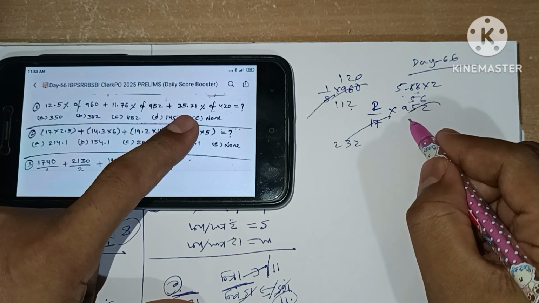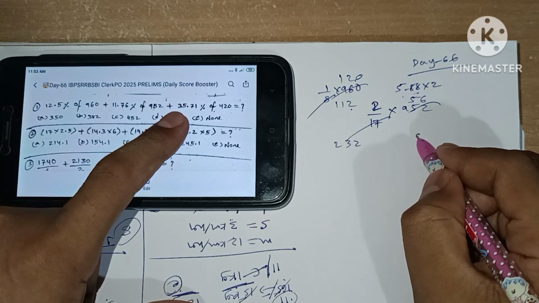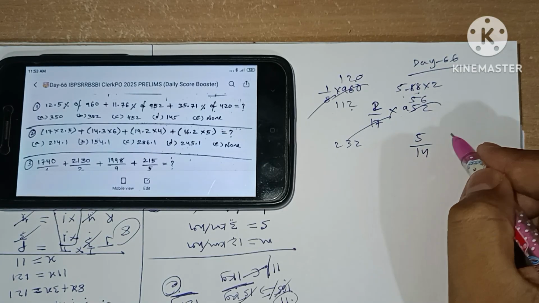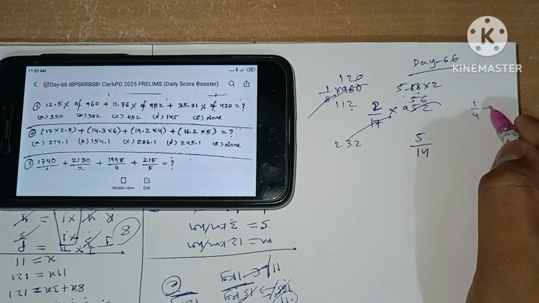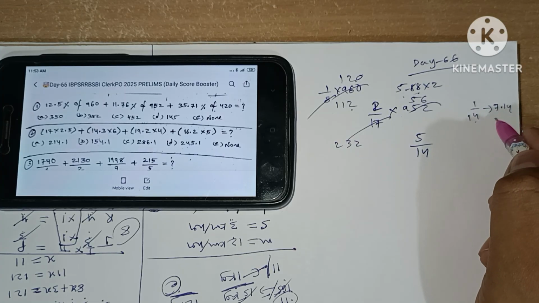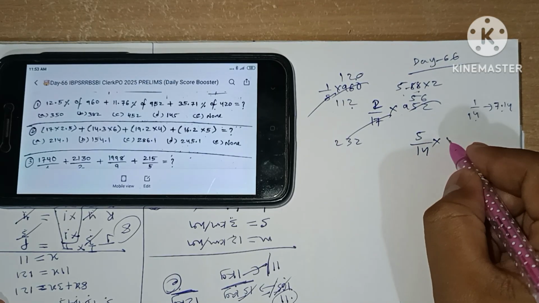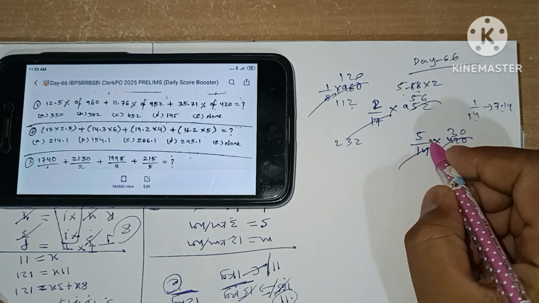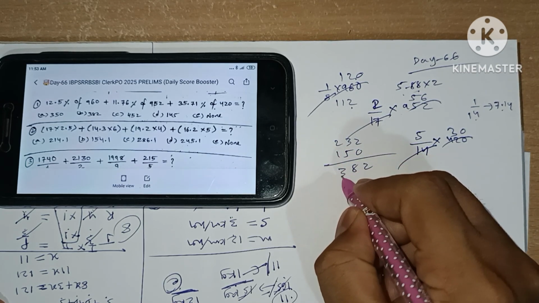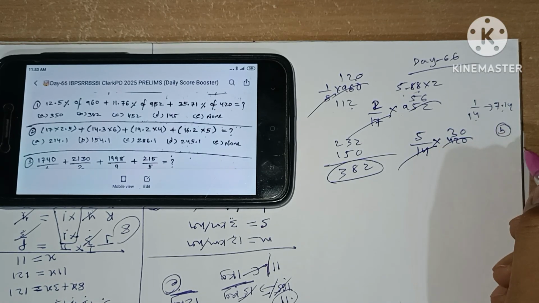Next, 35.71%. From this I can see 5 divided by 71 means 14. 1 by 14 is the fraction value of 7.14. Five times gives us 35.71%. So it will be 5 by 14 into 420. 14 30 times is 420, so 150. So the answer we get is 382. Option B is our answer. So the first question answer is option B.